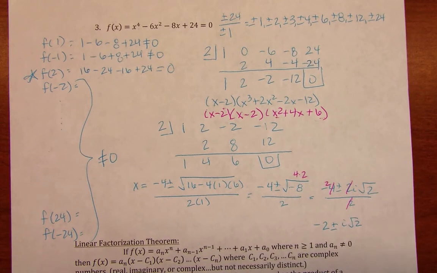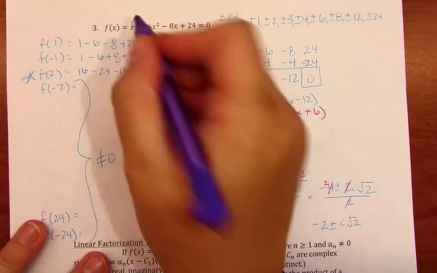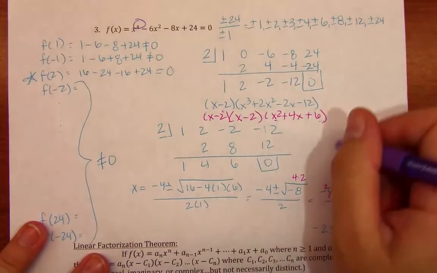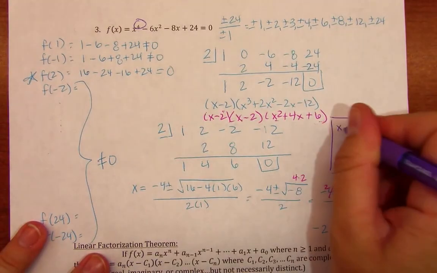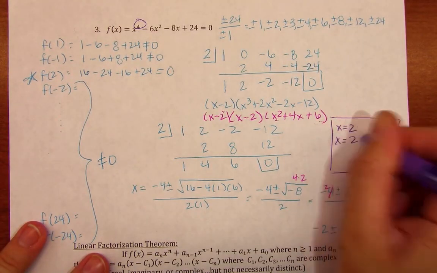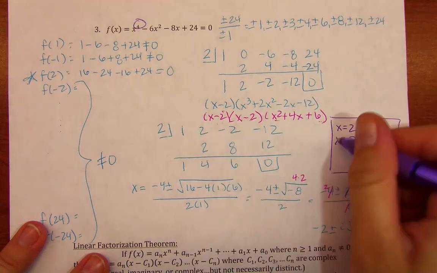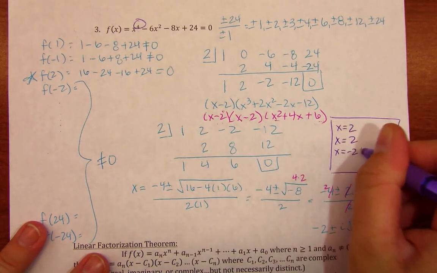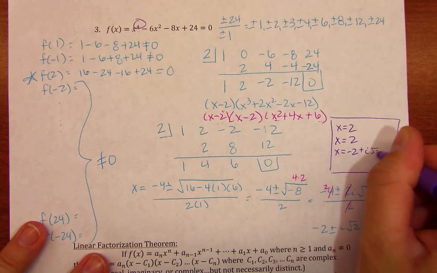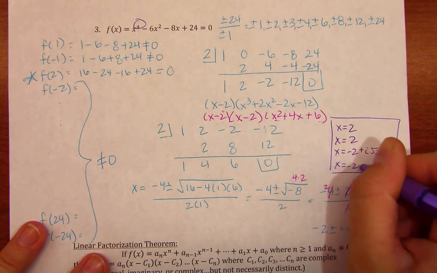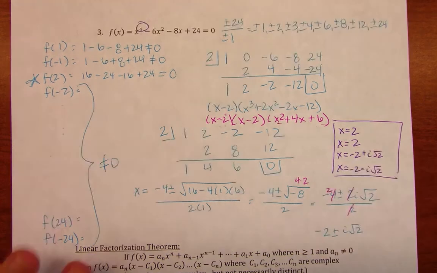So when I'm writing out all 4 of my roots, because my degree is 4, that tells me I should have 4 answers. I have x equals 2, x equals 2 again, so we had 2 of those. And then from this polynomial right here, we got x equals negative 2 plus i root 2, and x equals negative 2 minus i root 2. And those are our 4 solutions.